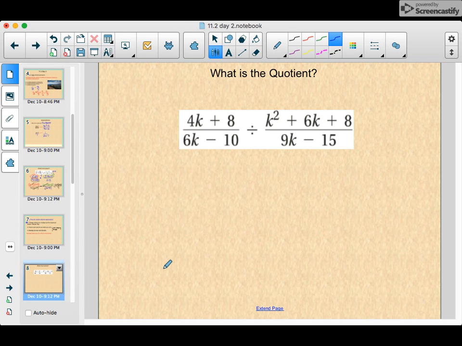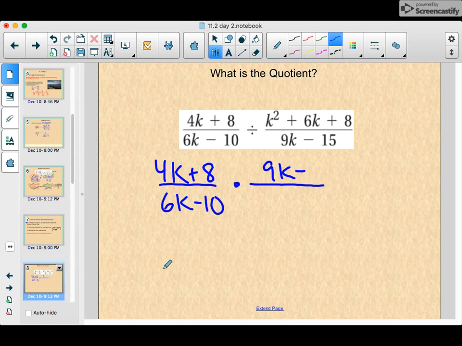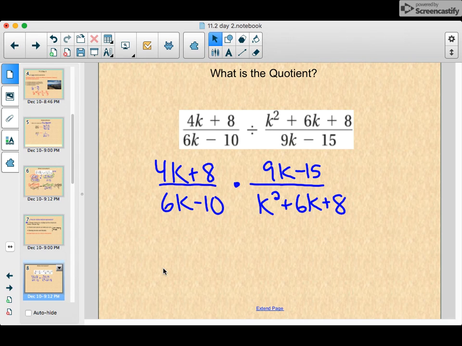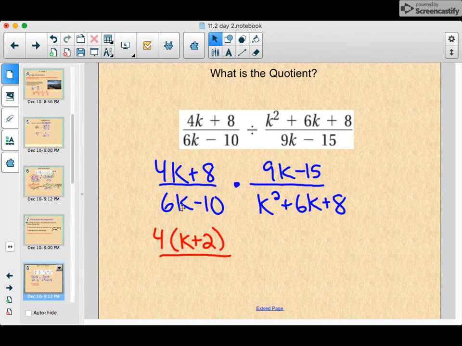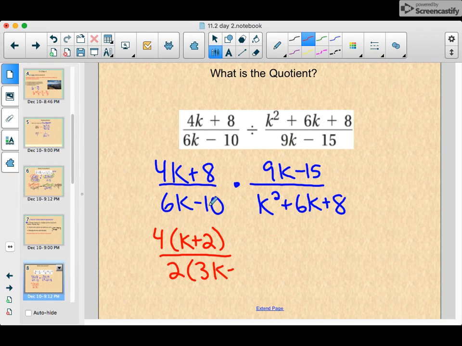So remember, what is the quotient? Same thing as saying divide. So I'm going to keep, switch, flip to start off. Staying organized in this section is really important. Okay, and then I'm going to go through and factor. So I'm going to think, okay, what can I do with 4k plus 8? I can take out a 4, and I'm left with k plus 2. On the bottom, 6k minus 10, I can take out a 2, and I'm left with 3k minus 5.